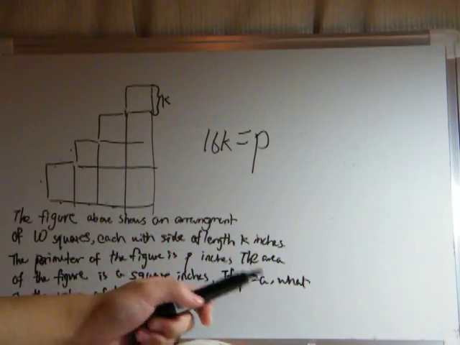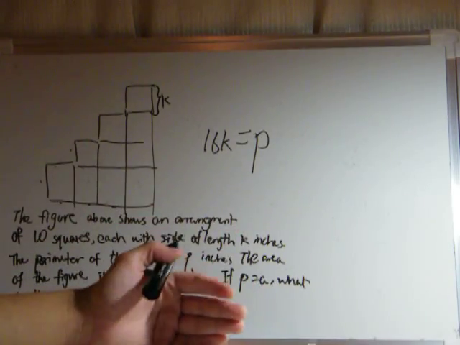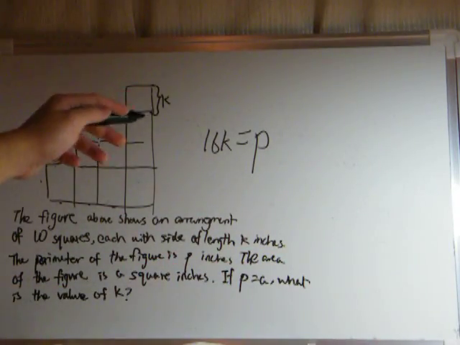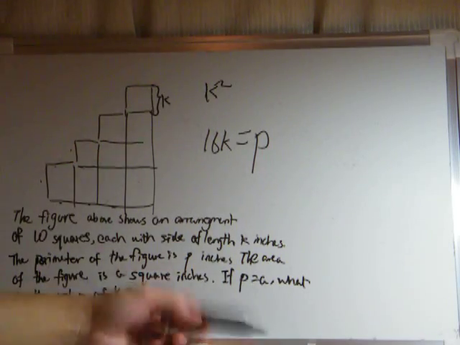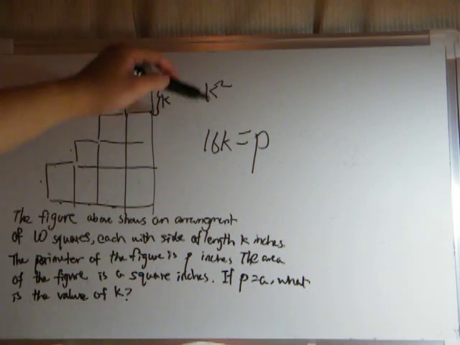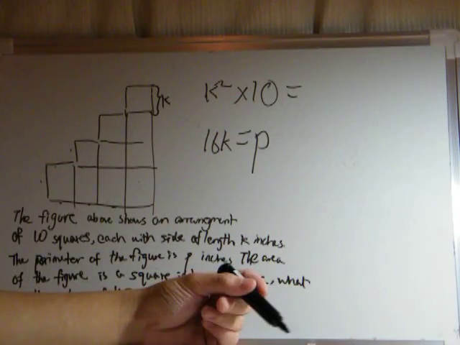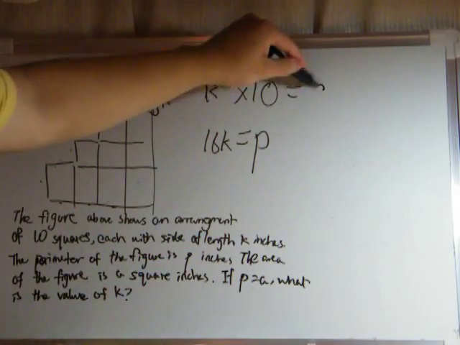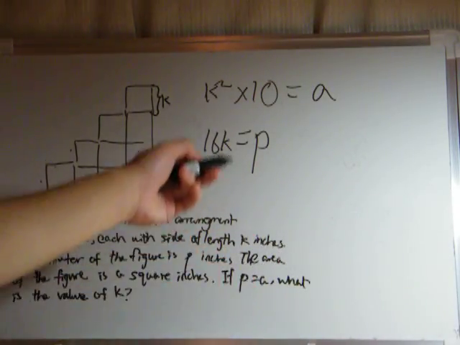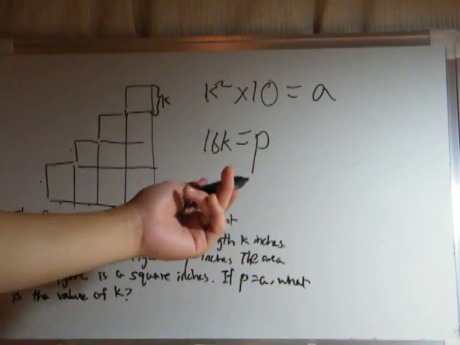The area of the figure is a square inches. To get the area of a square, it's very simple. It's basically the side length squared, which in this case, the area of one square is k squared. Since we have 10 squares, you don't even have to count, because they told you, the area equals k squared times 10 equals a, right? So 10k squared equals a. And if p equals a, well, we got the equation here. Can you see it? It's pretty straightforward.